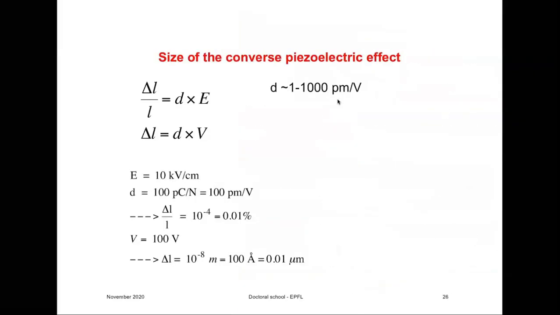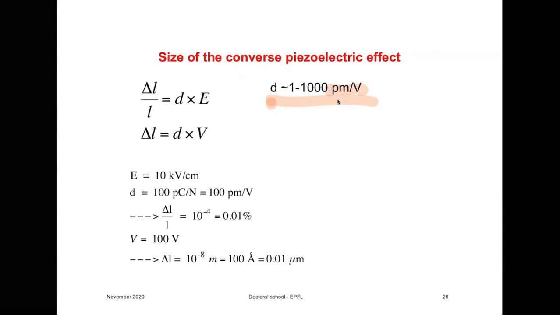What is the size of the converse piezoelectric effect? Well, you remember when we were discussing the direct effect, we said that the piezoelectric coefficient in practical piezoelectric materials goes, considering order of magnitude, from 1 to 1000 picocoulombs per Newton. And for the converse effect, well, the number is the same. We just express it in picometers per volt. So you would have something like 2 picometers per volt in quartz, up to 2000 picometers per volt in relaxor ferroelectric crystals.